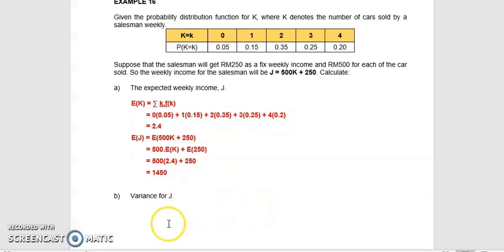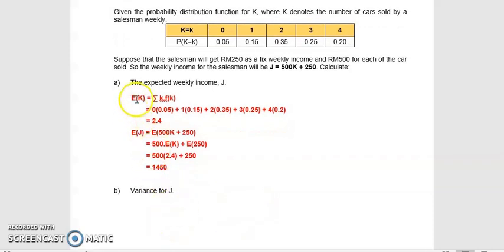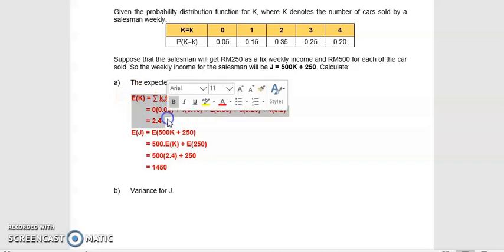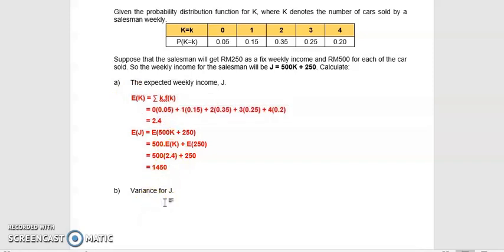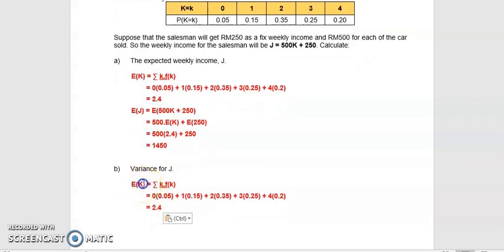Question B, the variance for J. For the variance of J, we need to find E of K squared first. I just copy this one. So here also square: K squared multiplied by f(k). Each value of K here you need to square.